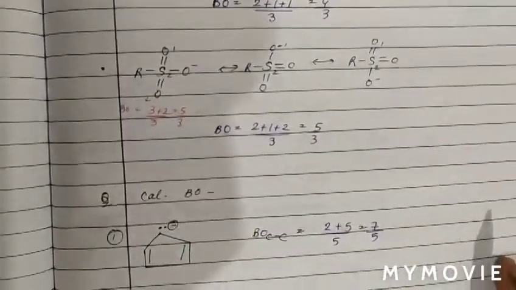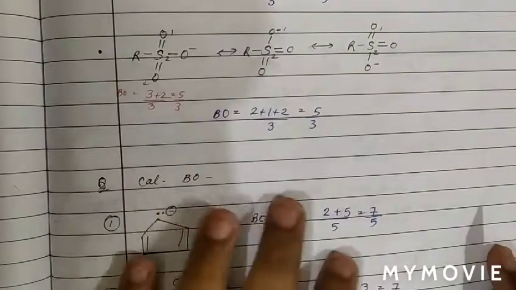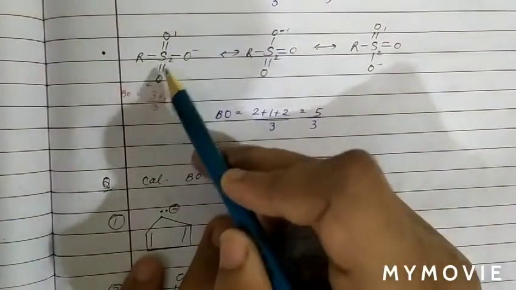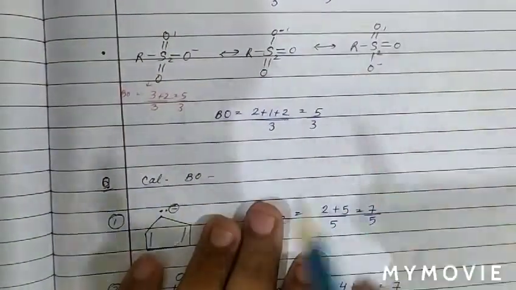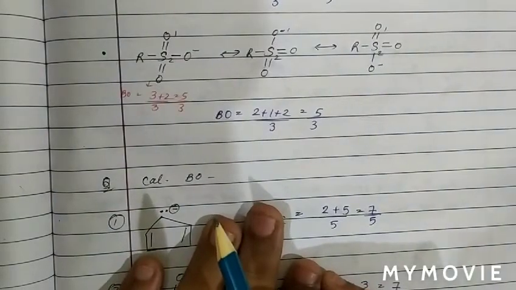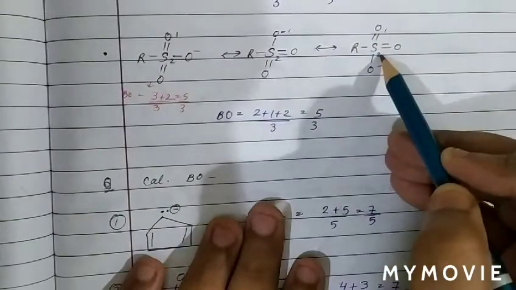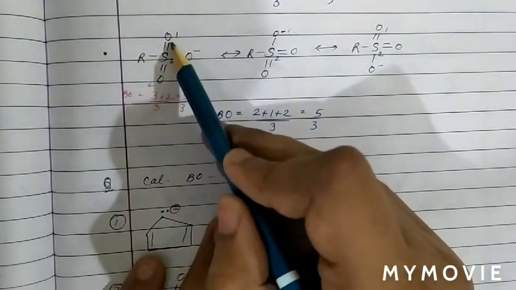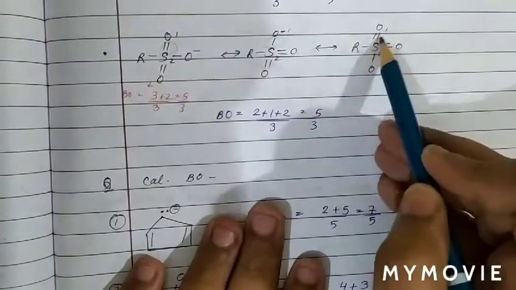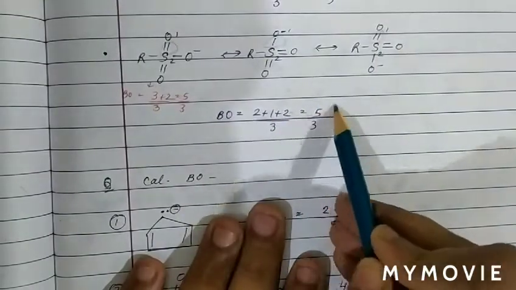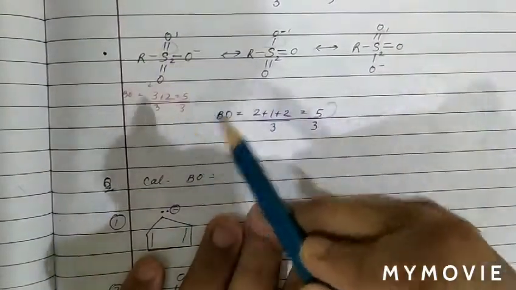Now see the next example for calculation of bond order. We can see these are the 1, 2 and 3. 3 resonating structures are possible. Now give numbers 1 and 2. So how many bonds are present between 1 and 2? 2 plus 1 is 3, 3 plus 2 is 5. So 5 bonds are there between the 1 and 2 atoms.